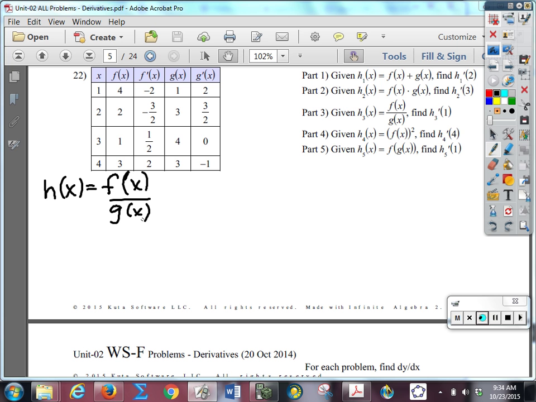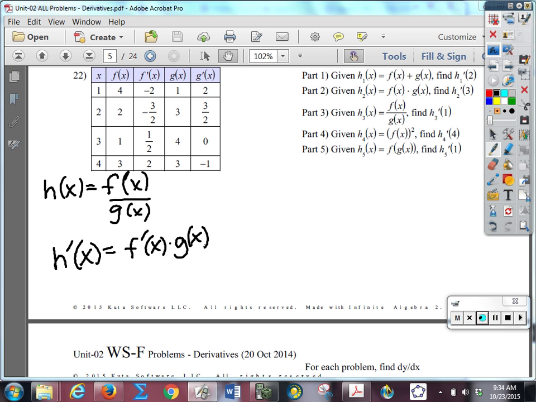Of x is f of x divided by g of x. What is h prime of x equal to? Okay, and for some reason I like to put that one first. So that one times that one.